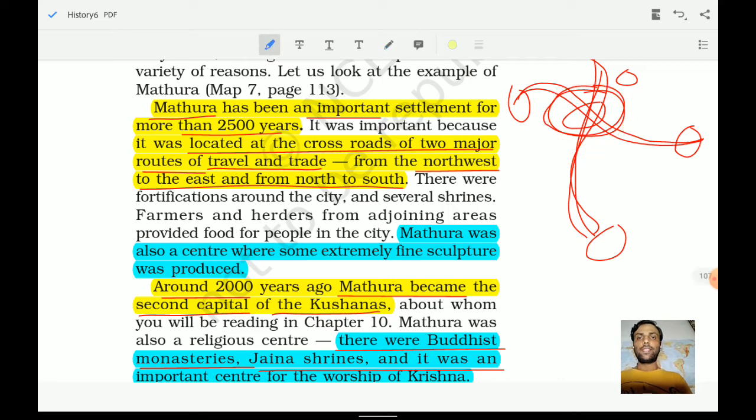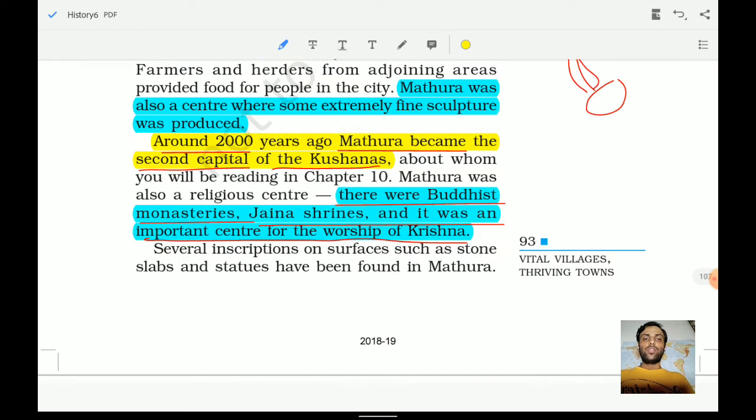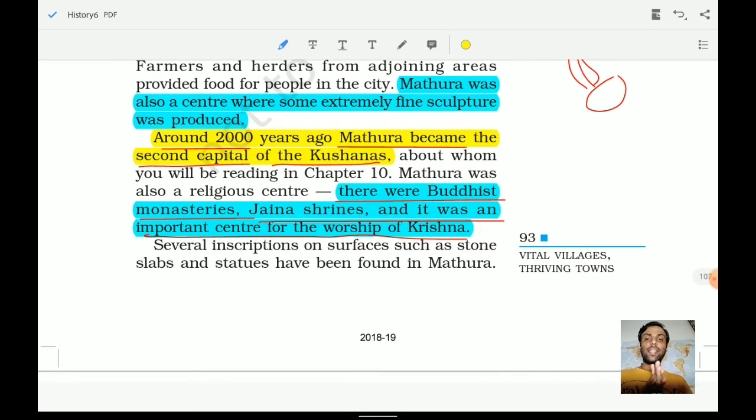All right. So let us understand the further developments, why the Kushanas also controlled this part and how it played an important role. There were Buddhist monasteries, Jaina shrines, and it was an important center for the worship of Krishna. As we understand, today also Mathura is a very prominent place for Krishna, right? And crores of visitors visit these places every year, specifically Mathura, right?